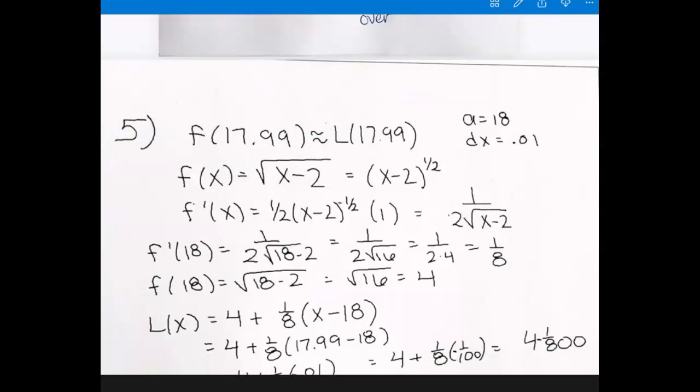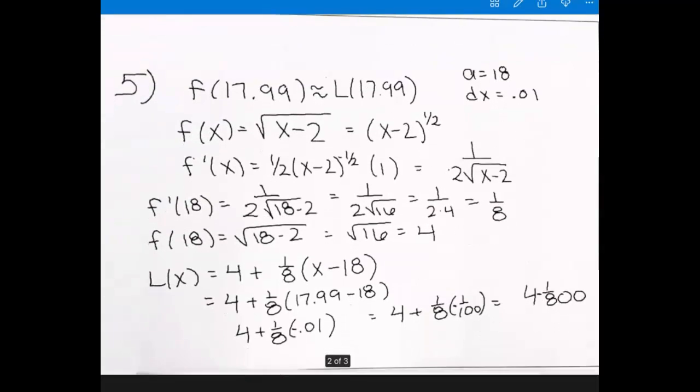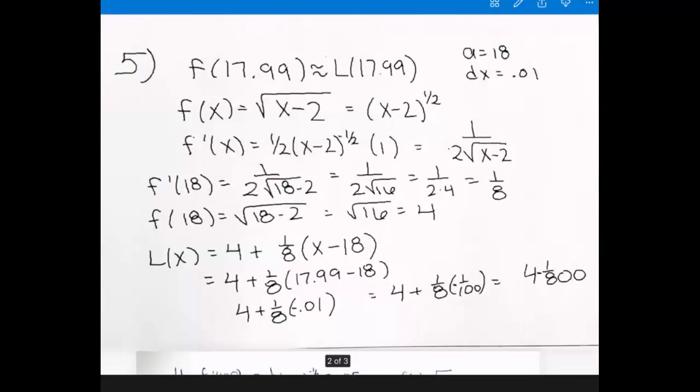Just because I want to make sure we're getting through all of our content, we're going to postpone looking at what this is called right here, which is a differential. So dx is what we call a differential. A differential is basically the same as saying the difference between them. So the differential is the difference between 17.99 and 18. That represents dx. That should make sense.